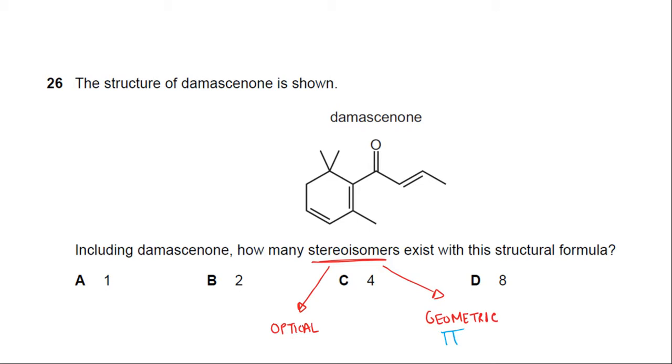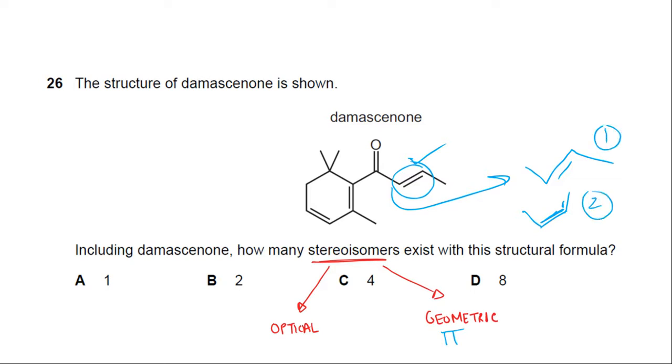First, let's go for geometric. I do see a couple of double bonds over here. In this case we see a double bond here, and this will definitely show us geometric stereoisomerism. I'll just draw this bit. So one would be like this and the other one would be like that. These will be the two geometric isomers that you would get to observe.